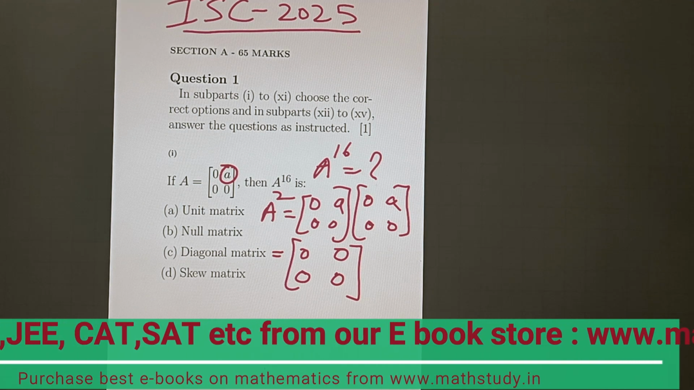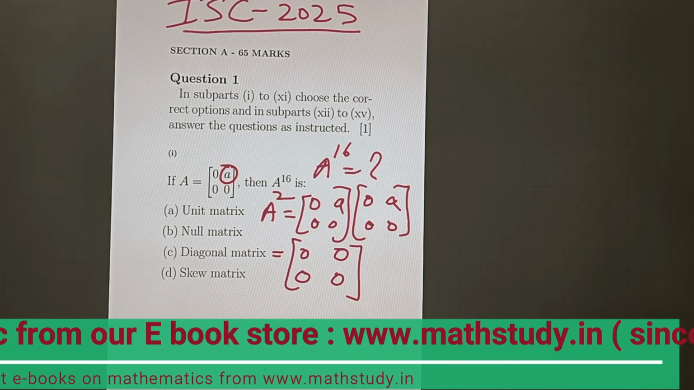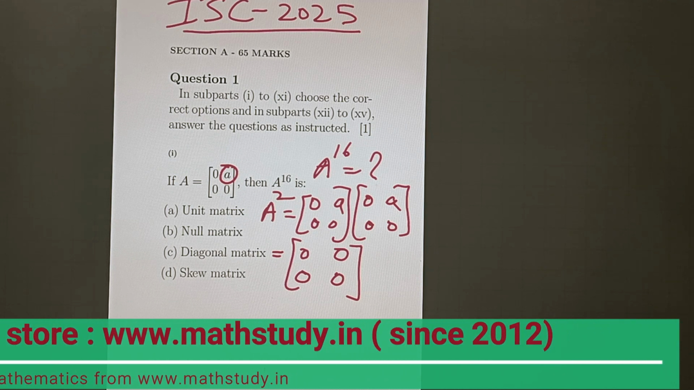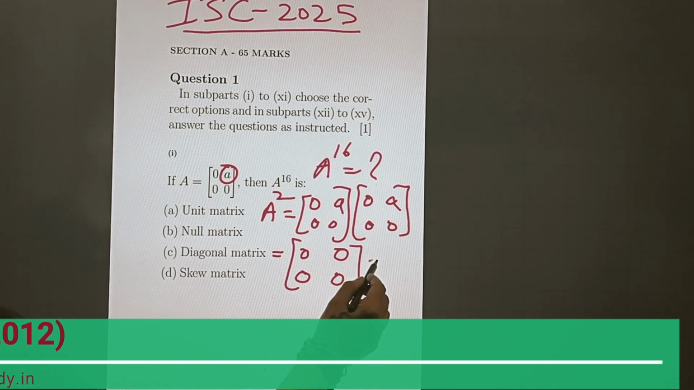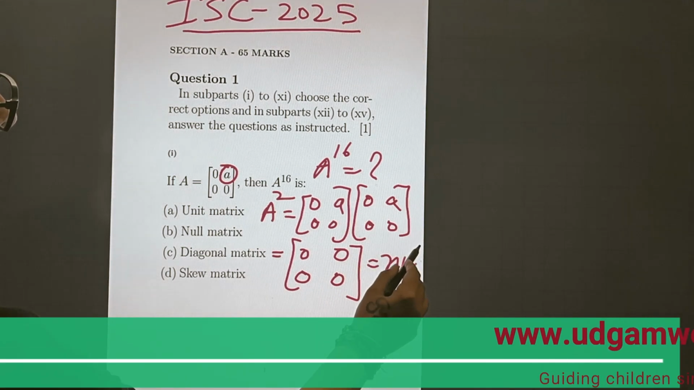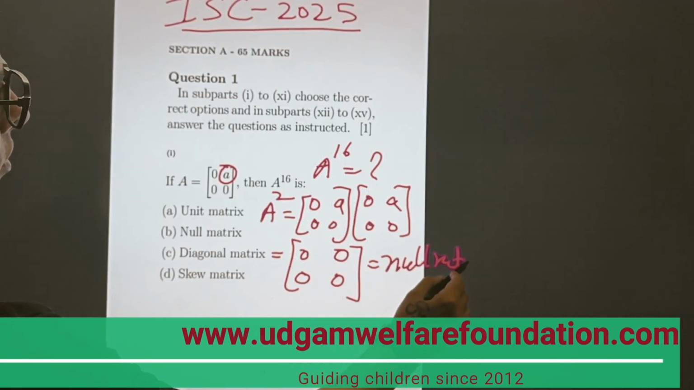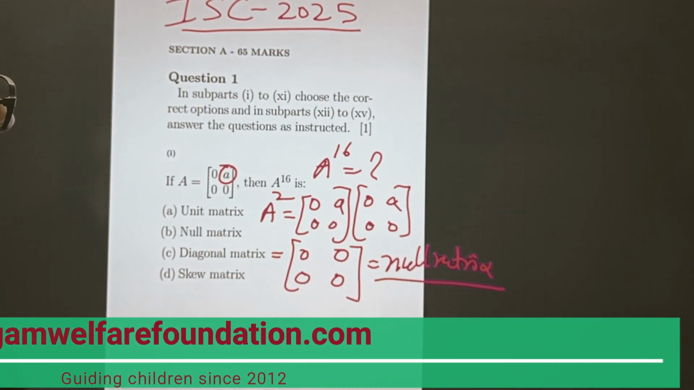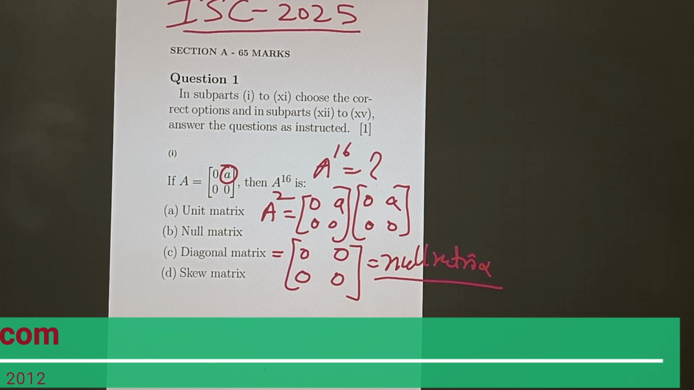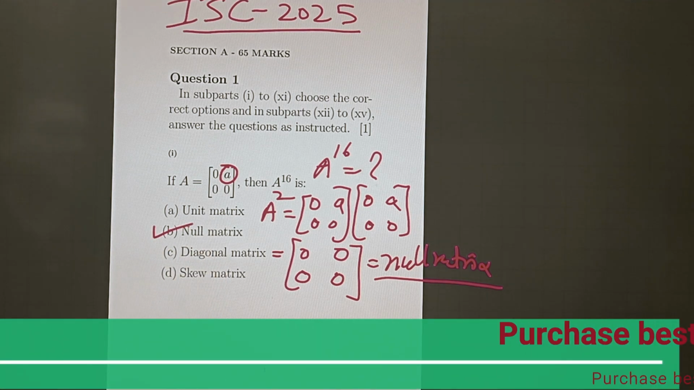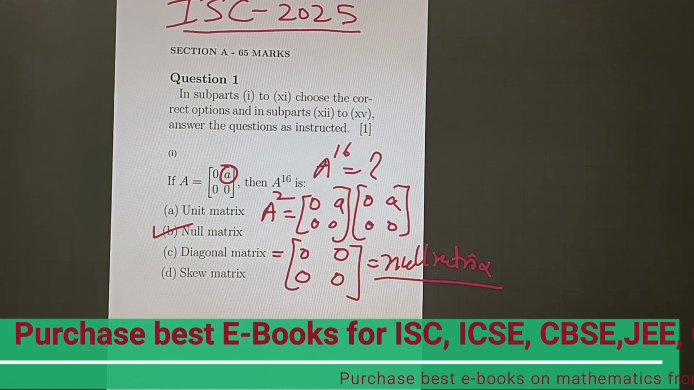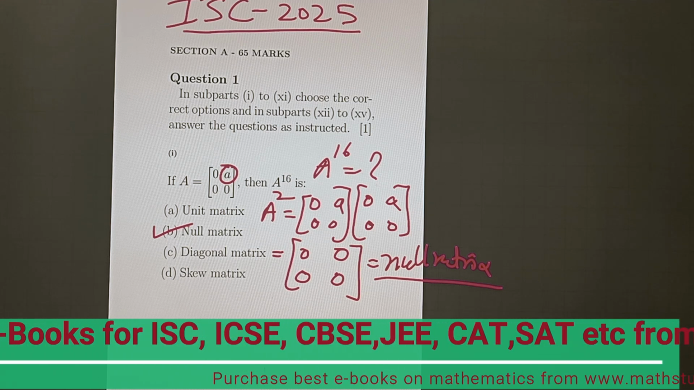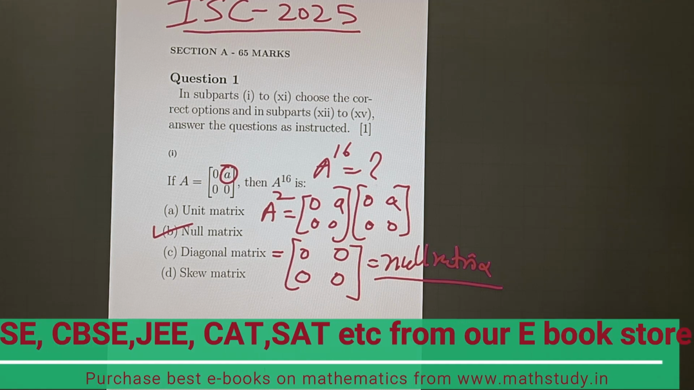Obviously, if we further find the higher powers of A, that means A cube, A raised to the power 4, etc., we are going to get a null matrix only. So you need not waste your time in such questions. Simply say that the null matrix, that is option B, is your correct answer. I hope your concept is clear for such questions.